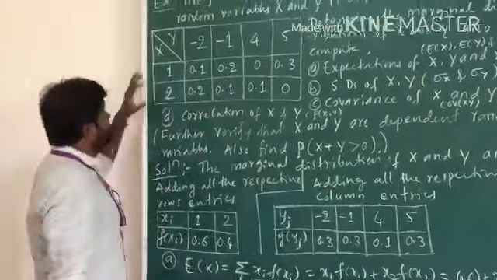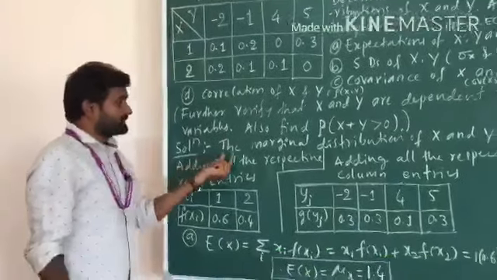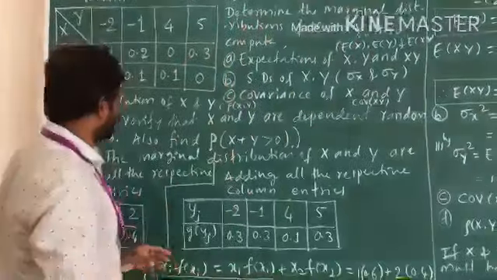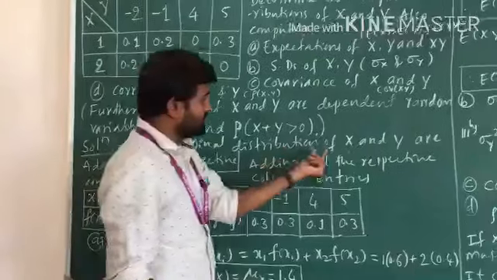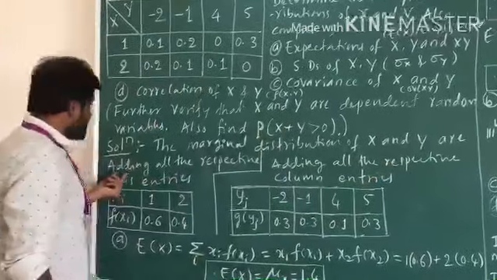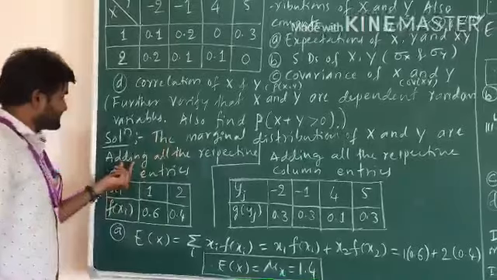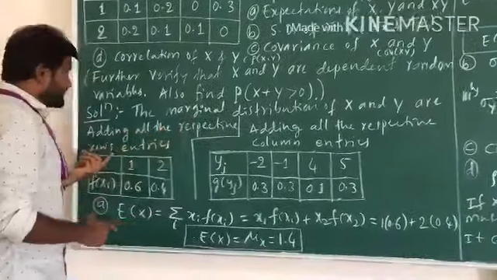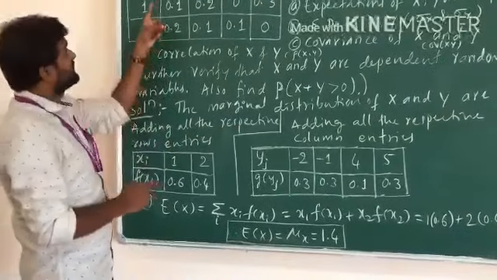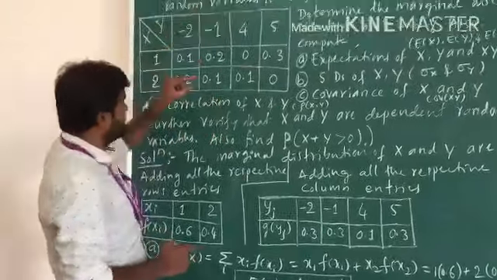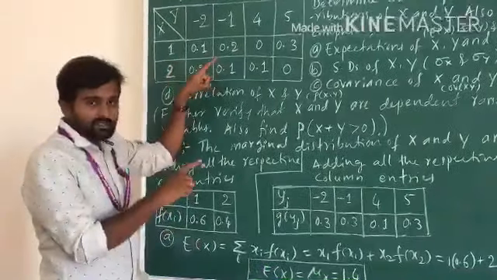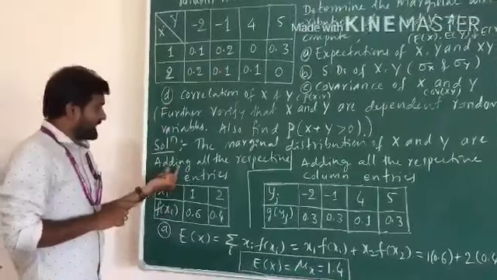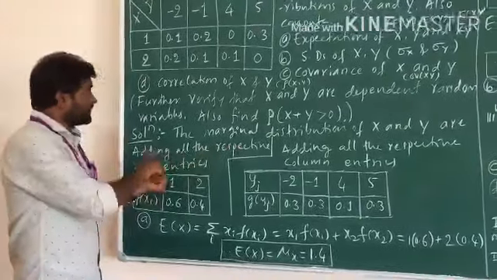Now the solution of this example. The first question is we need to determine the marginal distribution function. The marginal distribution of x and y is here. This is only for x, adding all the respective row entries. These are the row entries in the given data. We need to find the marginal distribution, nothing but f of x1 and f of x2, or f of xi. Here I have written: adding all the respective row entries.